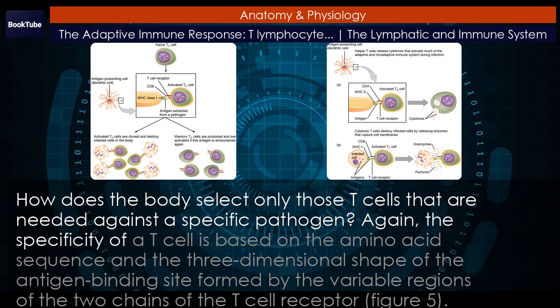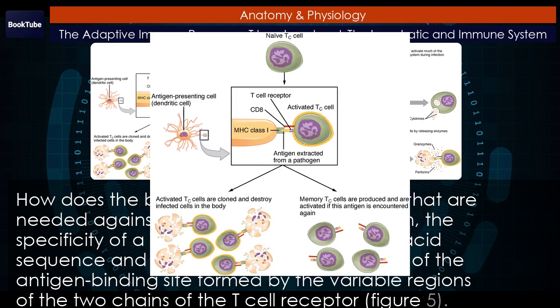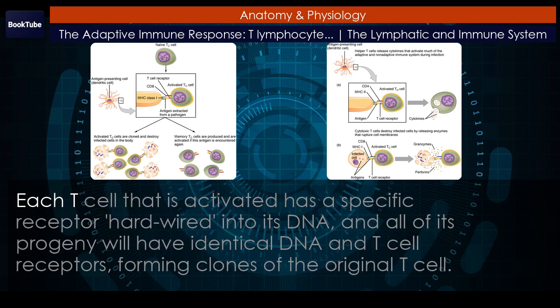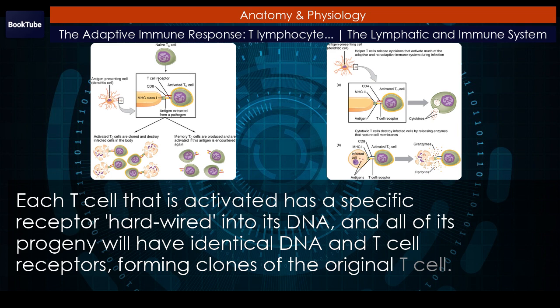Again, the specificity of a T cell is based on the amino acid sequence and the three-dimensional shape of the antigen binding site formed by the variable regions of the two chains of the T cell receptor. Figure 5. Clonal selection is the process of antigen binding only to those T cells that have receptors specific to that antigen. Each T cell that is activated has a specific receptor, hardwired into its DNA. And all of its progeny will have identical DNA and T cell receptors, forming clones of the original T cell.